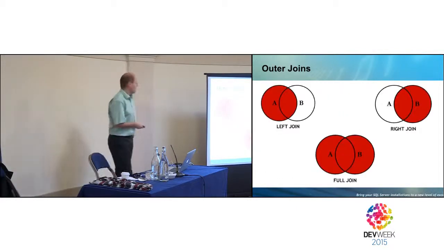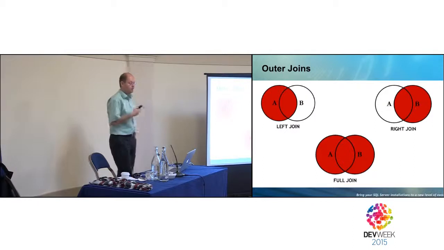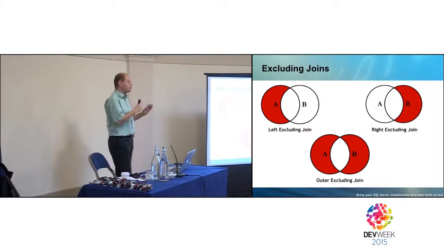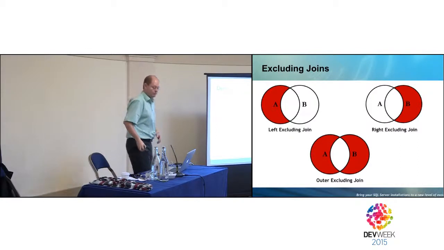So we have here left join, means the left table is preserved, right join the right one, and the full join, both tables are marked as preserved. You have also so-called excluding joins, means you can exclude some rows, which we'll also see in the demo.